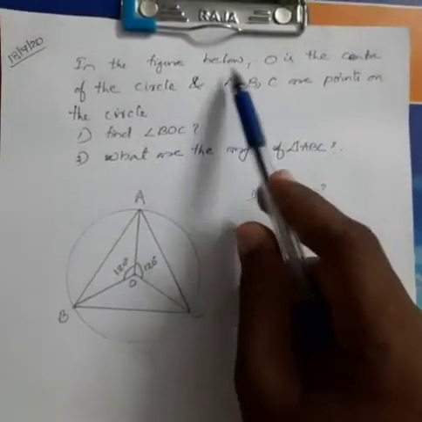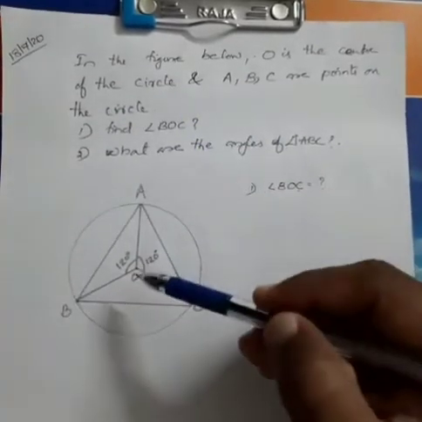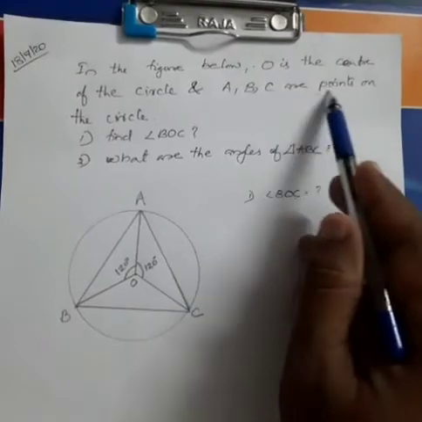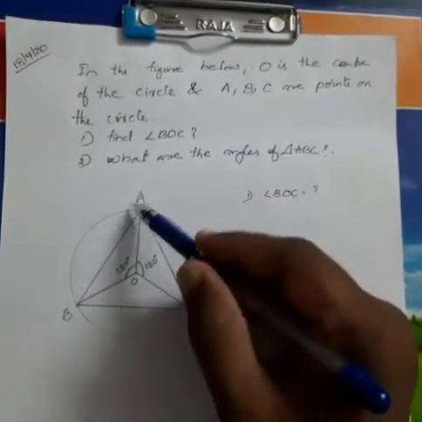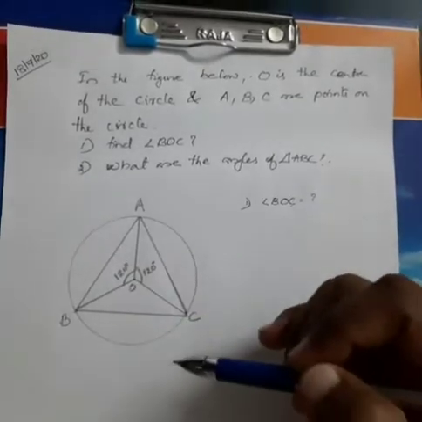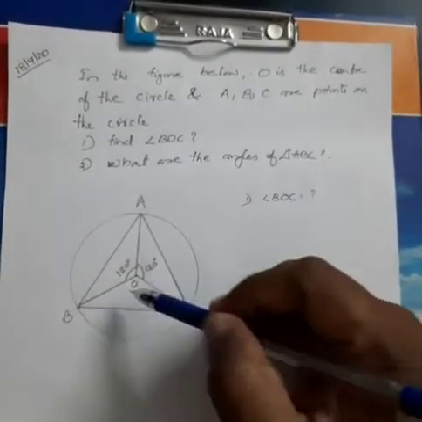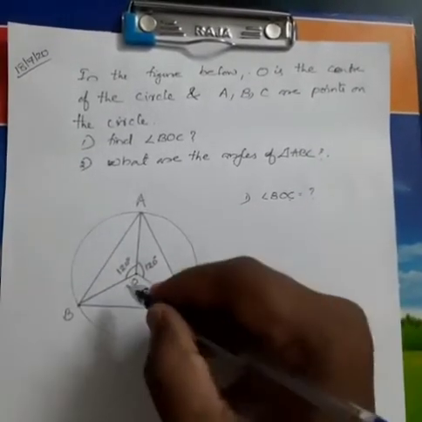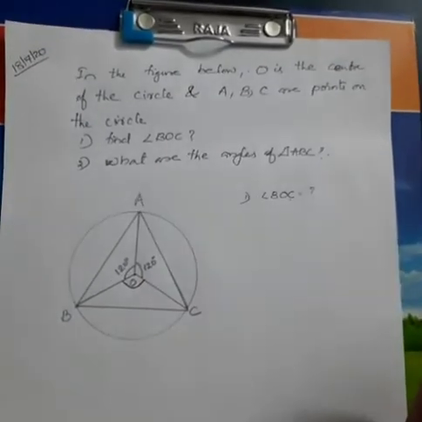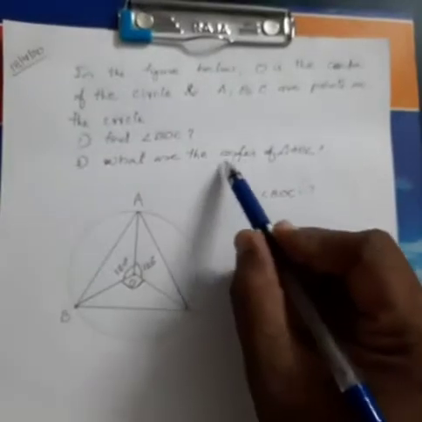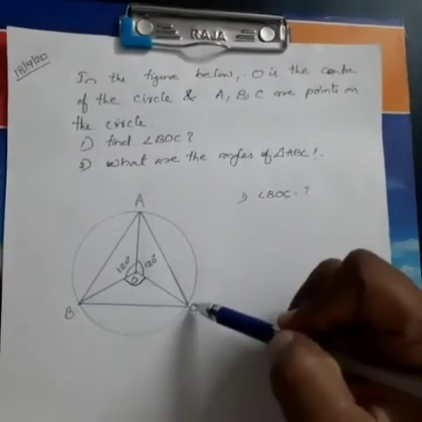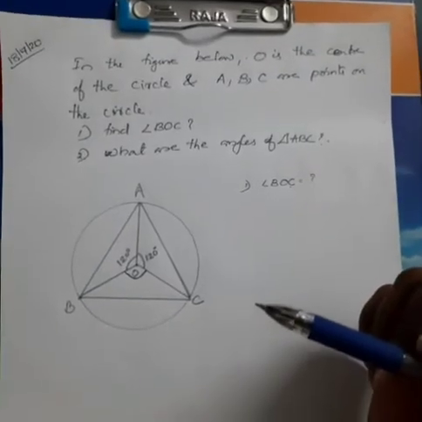In the figure below, O is the center of the circle and A, B, C are points on the circle. These are 3 points on the circle. You have to find out BOC. This angle you have to find out first. Then what are the angles of triangle ABC? Then angle A, angle B and angle C also you have to find out.